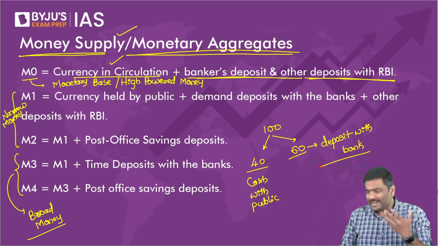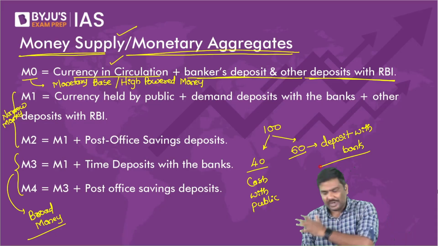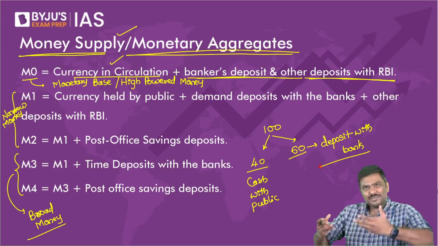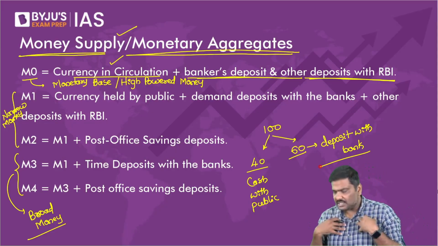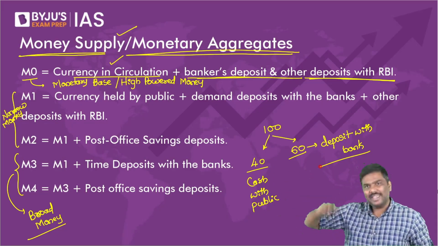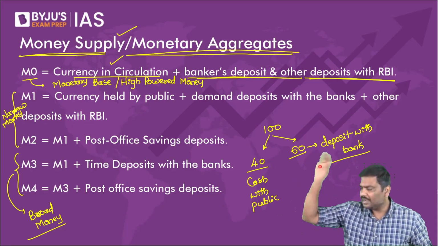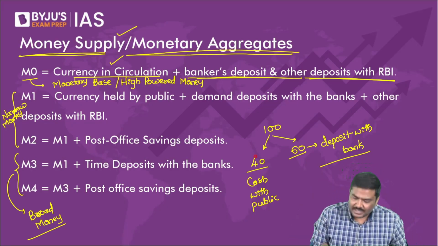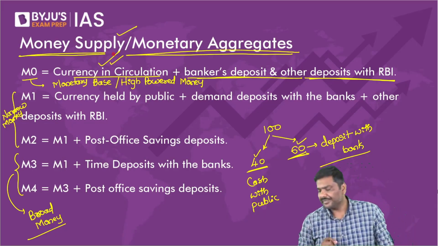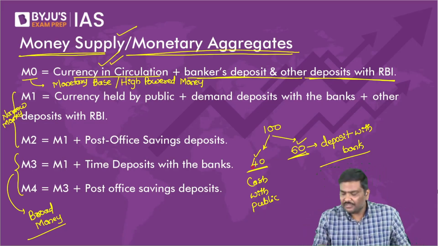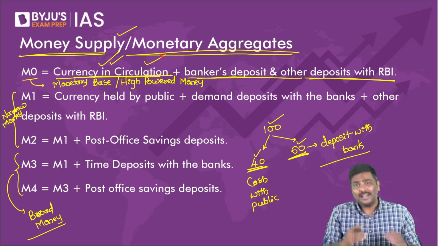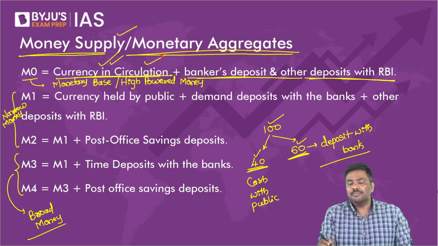Any difficulty with this? Please do let me know. Step number 1: RBI has printed 100 rupees and issued it in the market. How can we generally divide it? We will keep a certain amount of cash with ourselves, and the remaining 60 rupees we will deposit in a bank. Now, can I say 40 plus 60 is nothing but currency in circulation? That is basically the idea.